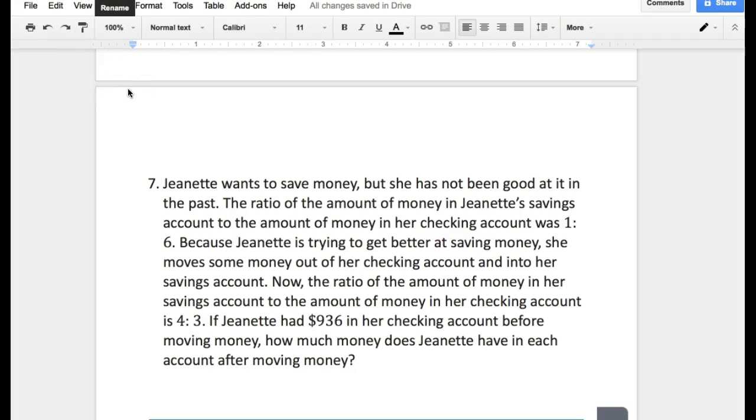Okay, for our last question, it says, Jeanette wants to save money, but she has not been good at it in the past. The ratio of the amount of money in Jeanette's savings account to the amount of money in her checking account was 1 to 6. Because Jeanette is trying to get better at saving money, she moves some money out of her checking account and into her savings account. Now the ratio of the amount of money in her savings account to the amount of money in her checking account is 4 to 3. If Jeanette had $936 in her checking account before moving money, how much money does Jeanette have in each account after moving money? Remember, put all the information out.